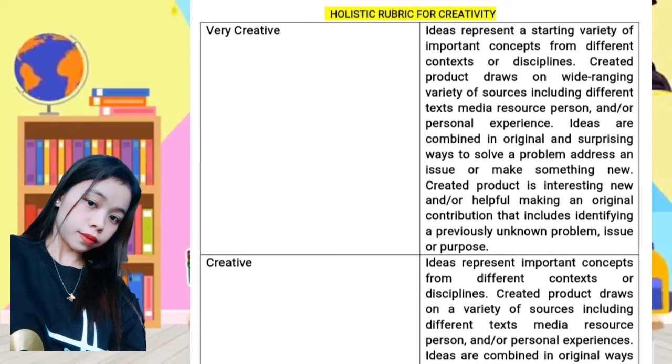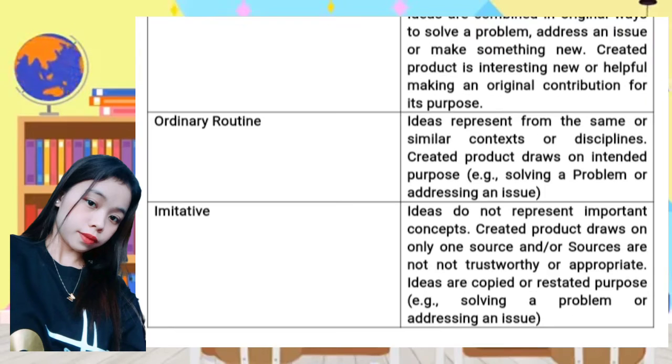Ideas represent important concepts from different contexts or disciplines. Created product draws on a variety of sources including different contexts, media, resource persons, and or personal experience. So ideas are combined in original ways to solve a problem, address an issue, or make something new. Created product is interesting, new, and or helpful, making an original contribution for its intended purpose or solving a problem or addressing an issue. Next is ordinary or routine.